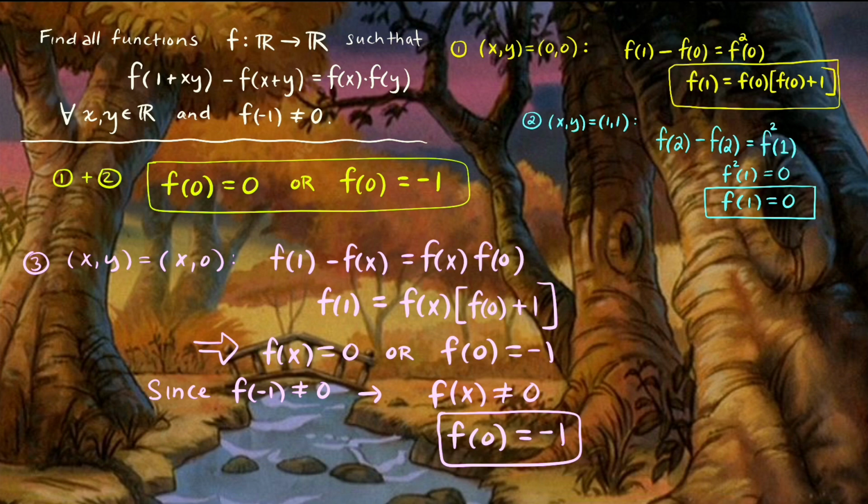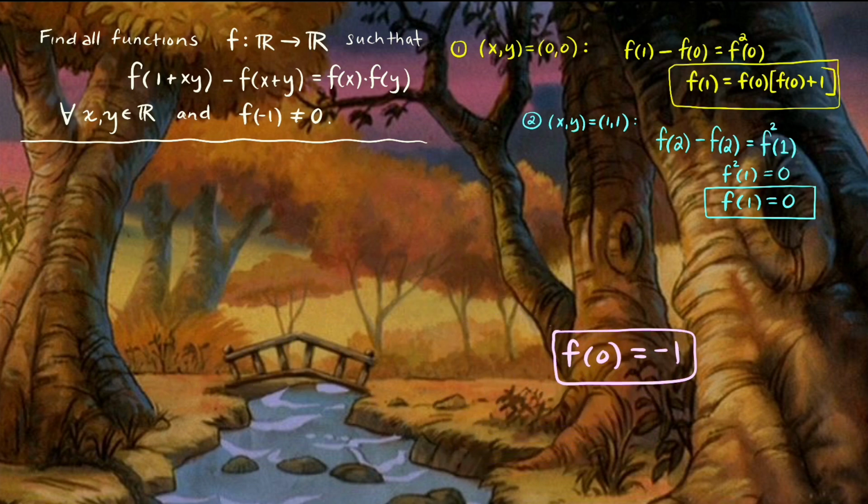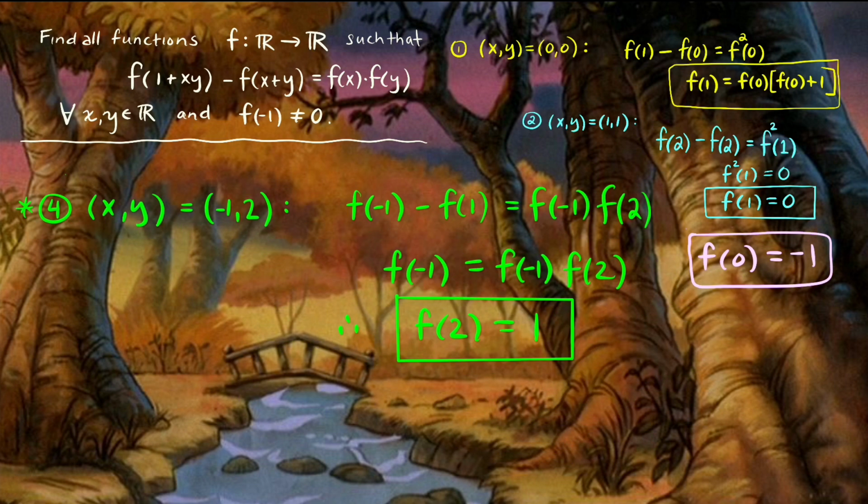Now furthermore, if we just let the point be x comma 0, let x be free and y equal to 0, we get down to the condition where f of x would have to be 0, or f of 0 has to be equal to negative 1. And if f of x were equal to 0, then we couldn't have the condition that f of negative 1 is not equal to 0. So therefore f of x is not equal to 0 all the time, and therefore f of 0 is equal to negative 1. So now we have two values for f.